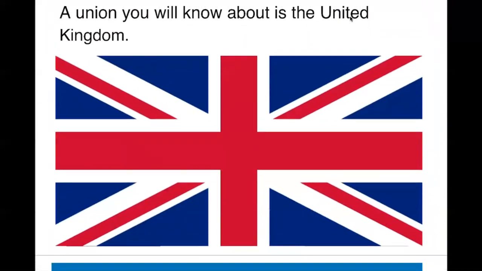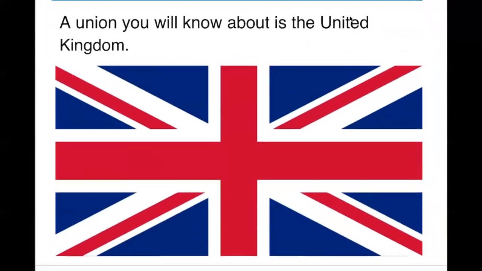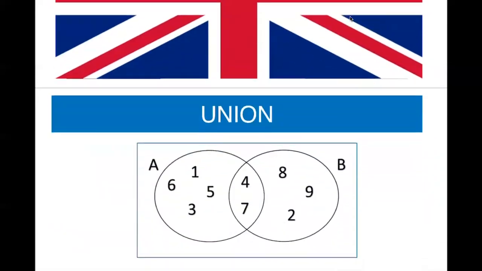Think of it a bit like this. I think I've said this to a few of you today. Think of it as the United Kingdom. The union is bringing together all of the information. For example, the Union Jack has the flags of England, Scotland, Northern Ireland, and Wales all mushed into one flag, while the union of the data in a Venn diagram is all of that data within the two sets smushed into one.